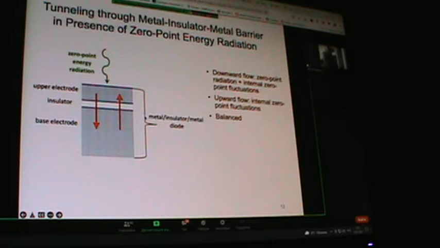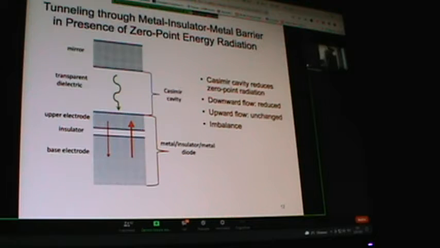There's no net flow. I haven't gone into the details of virtual particles or anything yet. There's more subtlety here. Okay, now let's put a Casimir cavity on top. We just found out that the Casimir cavity blocks the low frequency modes. And so that means that we're now going to have fewer electromagnetic modes from the zero-point field impinging on the top surface, and that diminishes the size of this arrow.